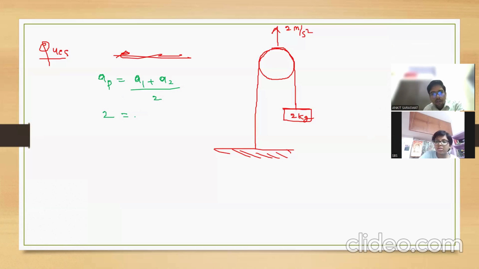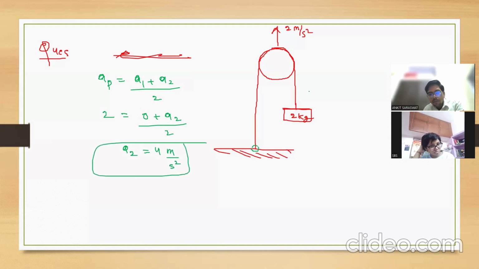See. Okay, okay. A1 is what? A1, you can check, this is fixed. It is not moving, okay? Acceleration is 0. So A2 will be 4 meter per second square. Plus 4. Plus 4 means? Clear? Yes, sir. Understood?